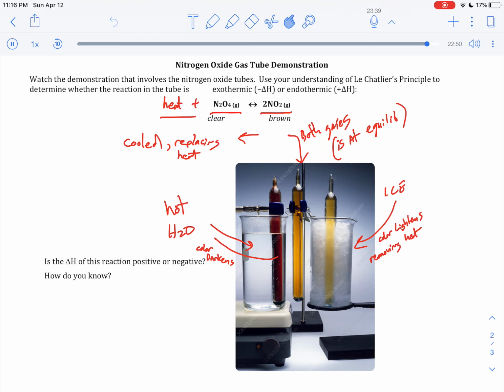Now we could also explain that by looking at just the hot water. By adding heat, the tube gets darker, so the system is making more of the dark chemical product. By putting in hot water, it shifts the reaction to the right to consume all that extra heat that's being added. And the evidence is that we see more brown NO2 being made. So you can explain it either way, from the perspective of the NO2 or the perspective of the N2O4. All right, so that is Le Chatelier's principle. There are a couple of homeworks to help you practice with this.